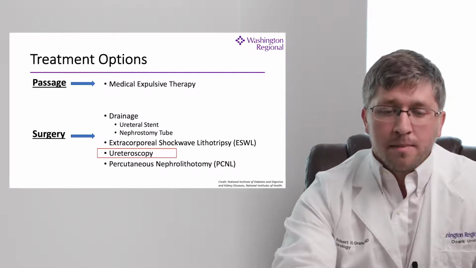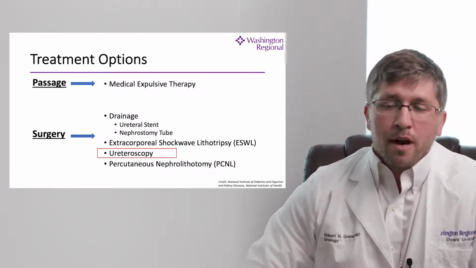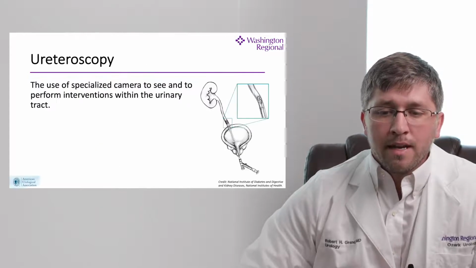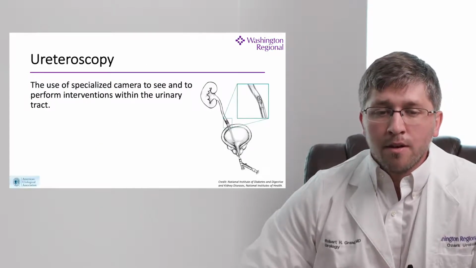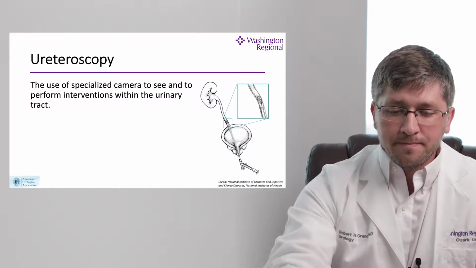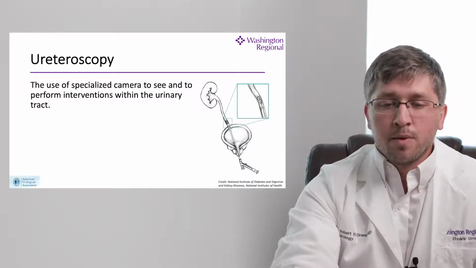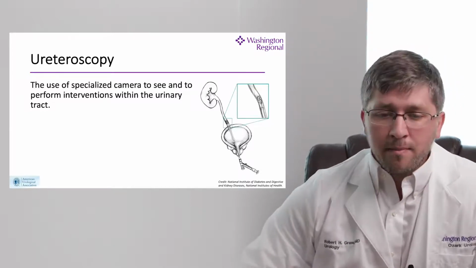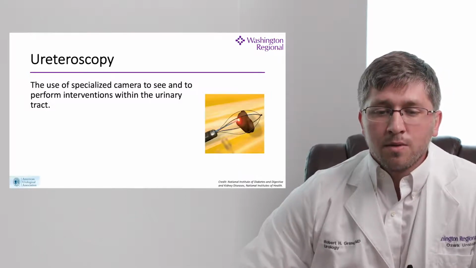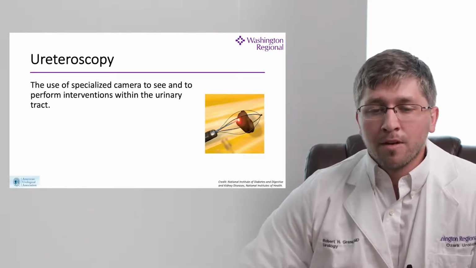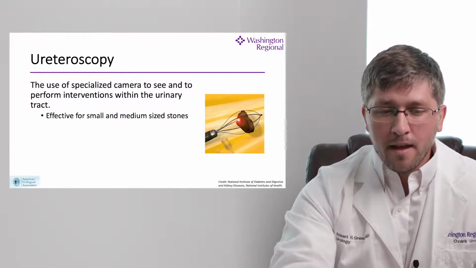The next treatment option is something called ureteroscopy. Ureteroscopy is the use of a very small camera that is maneuvered through the urinary tract to reach the stone. Once the stone is reached, different interventions can be done to break the stone up and remove it. This can be from lasering the stone into little pieces or taking a small basket that fits through the camera, grabbing the stone and pulling it out.